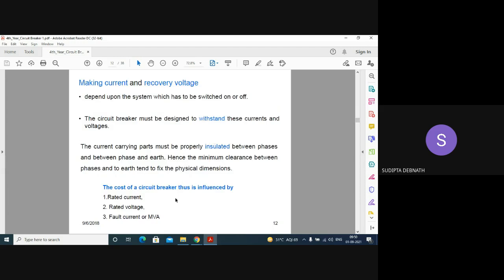The cost of a circuit breaker is influenced by rated current, rated voltage, and fault current or MVA, isn't it? Because a circuit breaker is rated by the values of the voltage and current at which it will operate under normal condition. Also, the fault current or MVA is given. That means how much fault current it can withstand.